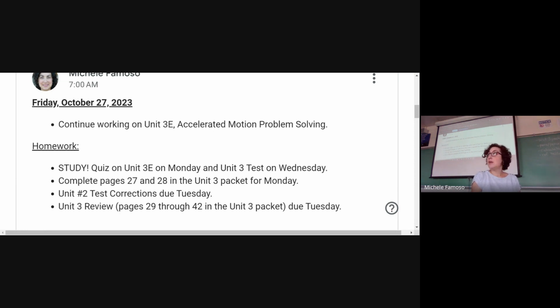Next, we need our packet opened up to page 25. Pens, pencils, calculator, and reference table.